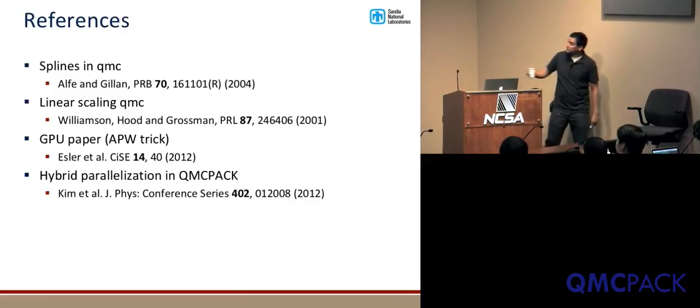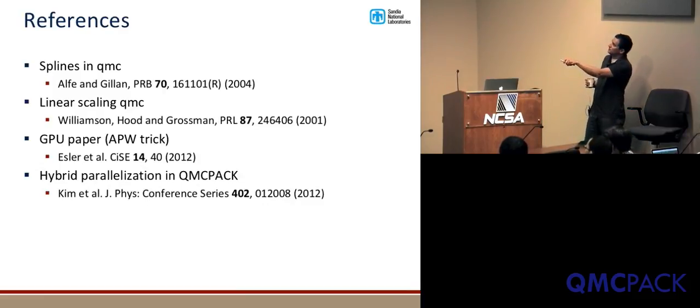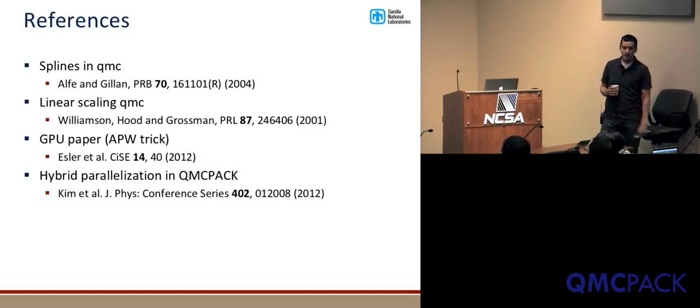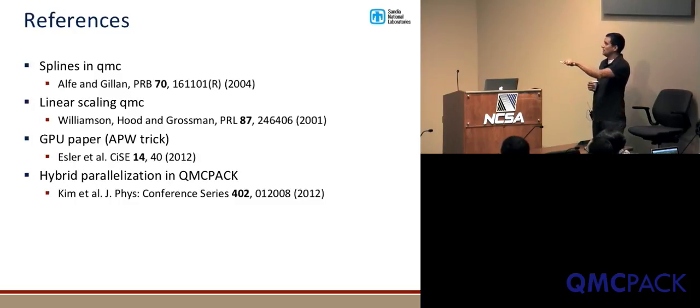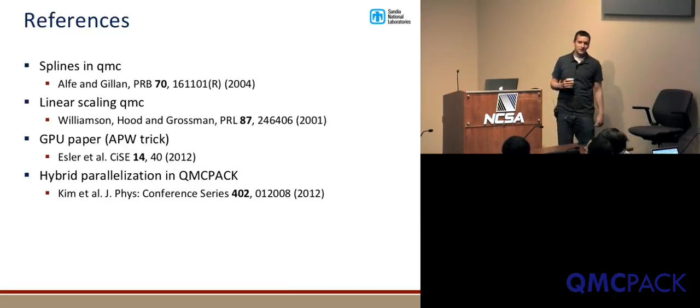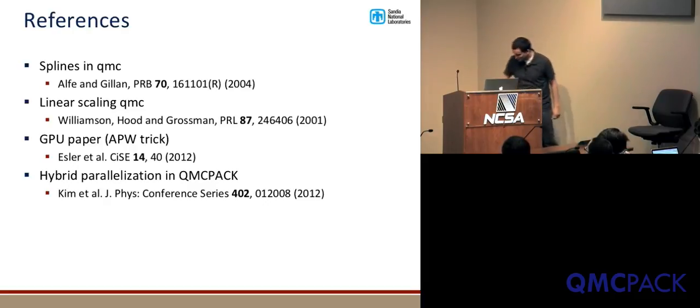All right, so here's a series of references for this. For the splines, there's an early paper, Alfè and Gillan. There have been a number of subsequent papers you can look up as well. Here's the linear scaling. The GPU paper that shows the implementation of QMCPACK on GPUs actually contains the details of that trick for using an APW representation of the wave function. And then there's a paper on the hybrid parallelization in QMCPACK. If you're like me and your institution doesn't have great journal access, this paper can be a little bit difficult to come by. So I think David's website actually has a preprint copy that I would encourage you to go to.